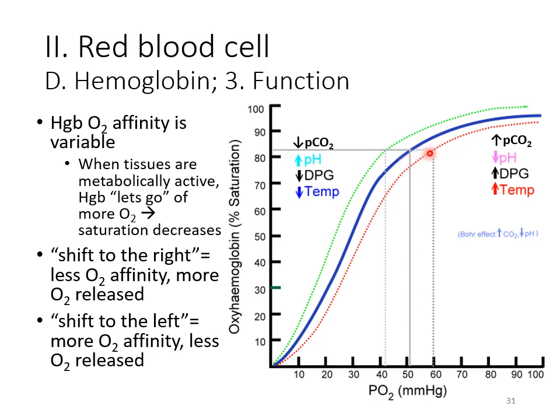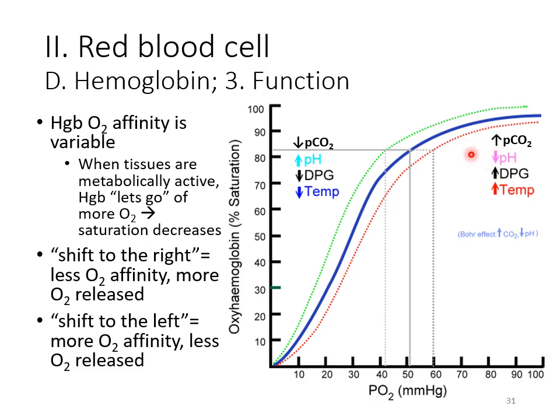But if you have a shift to the right, if the tissues are more metabolically active, what we observe is at the same PO2 of 50, the oxyhemoglobin saturation is now a little bit higher than 70%, around 75%. So this shows that your hemoglobin released more oxygen into the tissues. The oxygen affinity decreased. Now, what are these factors that will cause a shift to the right? An increase in CO2, a decrease in pH, an increase in 2,3-DPG, and an increase in temperature.